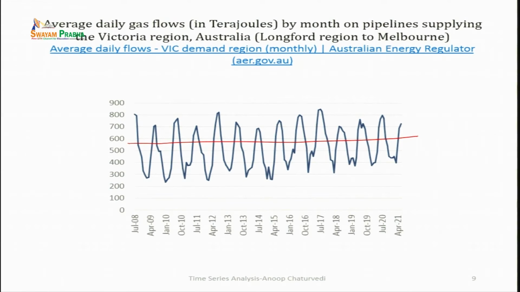You also observe that the period of these oscillations is less than 1 year. You observe that each year in the month of April, the gas flow decreases. Each year in the month of November, December, it increases. So, this kind of pattern you can easily observe by looking at the graph.